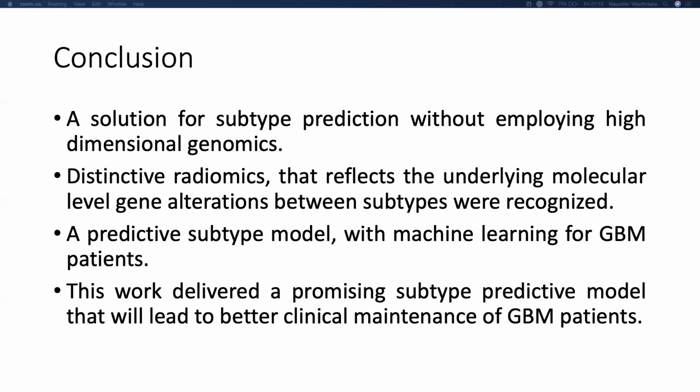In this study, we address a solution for subtype prediction without employing high-dimensional genomics, which is costly and inconsistent with the platform acquired. We identified distinctive radiomics between subtypes that reflect the underlying molecular level gene alteration between the subtypes. Accordingly, we developed a subtype prediction model with machine learning for glioblastoma patients. In conclusion, our work delivers a promising subtype predictive model that will lead to a better clinical management of glioblastoma patients.